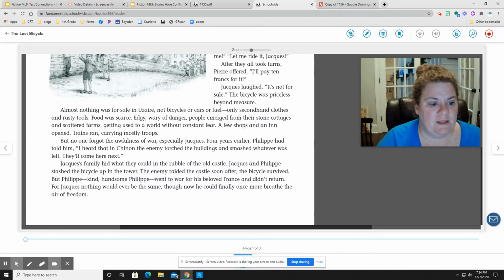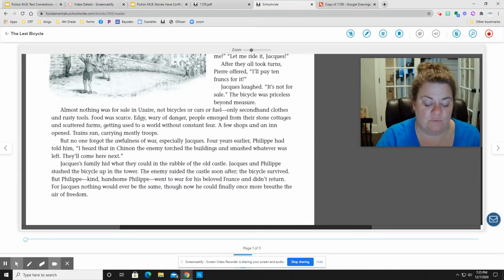4 years earlier, Philippe had told him, "I heard that in Chinon, the enemy torched the buildings and smashed whatever was left, and they'll come here next." Jacques' family hid whatever they could in the rubble of the old castle. Jacques and Philippe stashed the bicycle up in the tower. The enemy raided the castle soon after, and the bicycle survived. But Philippe, kind, handsome Philippe, went to war for his beloved France and didn't return. For Jacques, nothing would ever be the same, though now he could finally once more breathe the air of freedom.